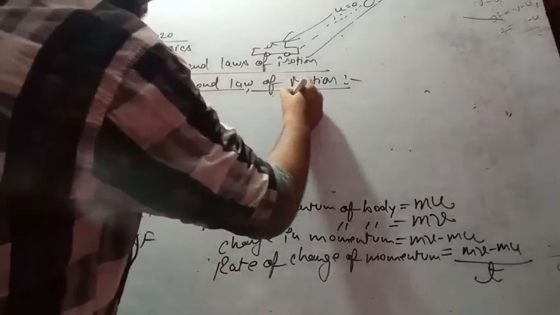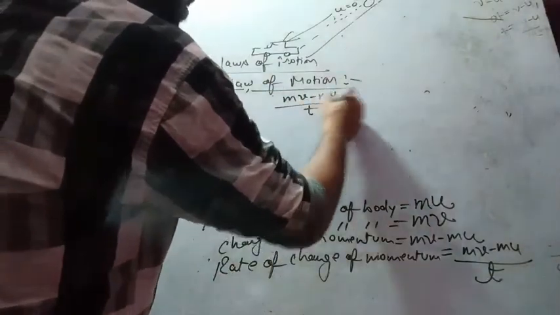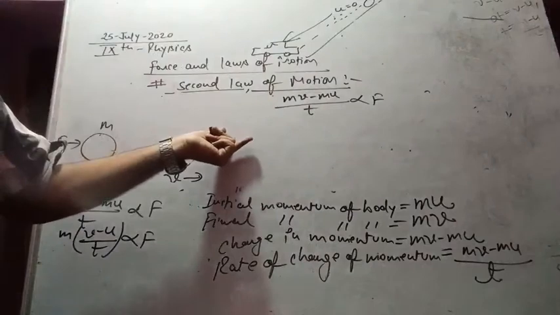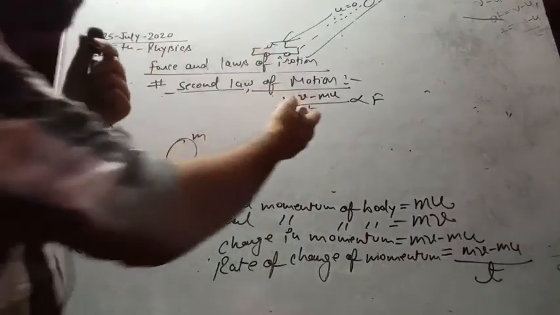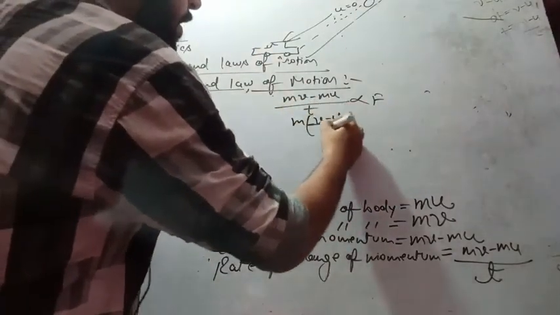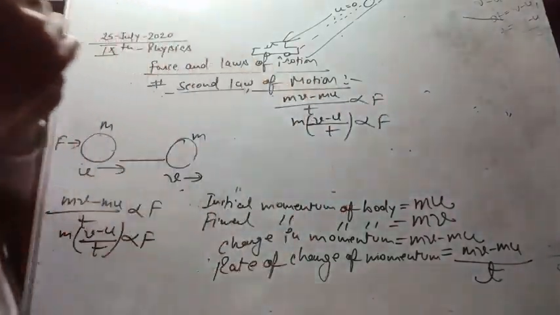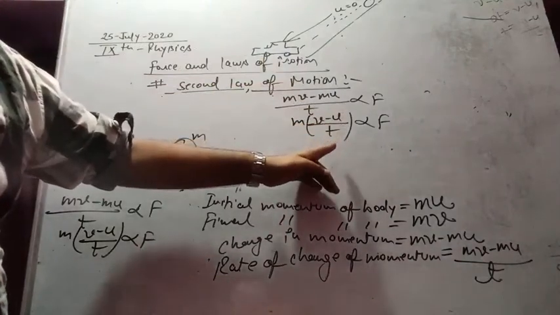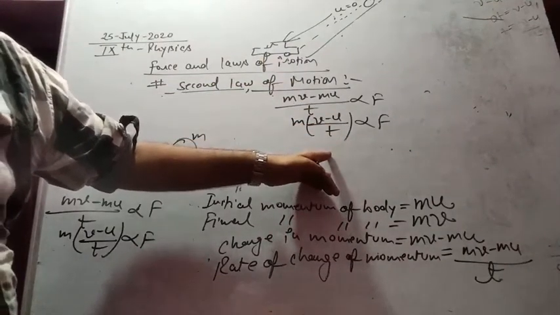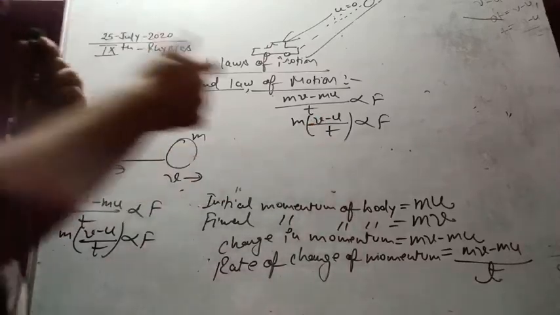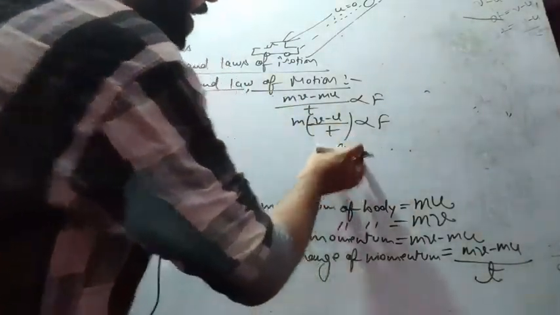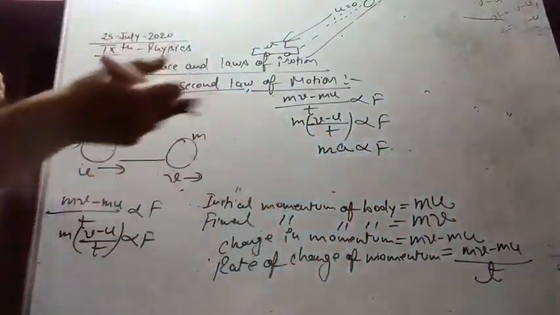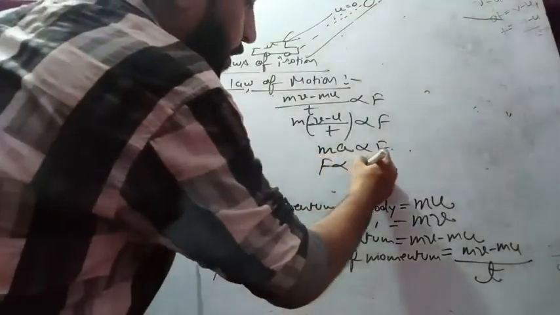What is the rate of change of momentum? mv minus mu upon t, directly proportional to applied force. Is it clear? Now if we consider m common, v minus u upon t is directly proportional to F. You are already familiar with v minus u upon t, change in velocity upon time taken. What is it? This is acceleration. So in place of v minus u upon t, we can write acceleration. So m into a is directly proportional to F. Now just reverse it. This will become F proportional to ma.